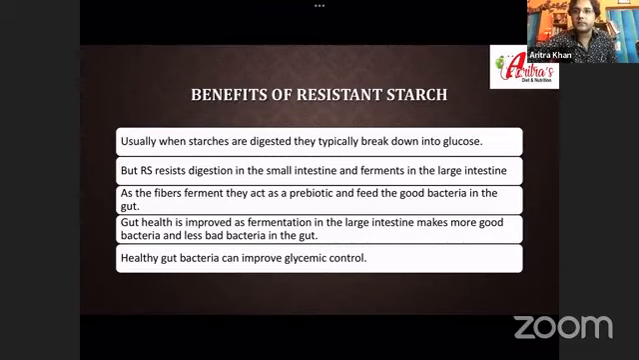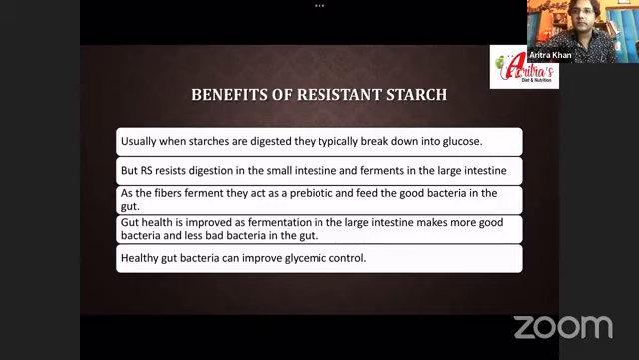If we talk about synbiotics, like probiotics and prebiotics, after fermentation in the large intestine, resistant starch acts as a prebiotic. We all know prebiotics are the food for probiotics. What are probiotics? Probiotics are beneficial bacteria, like bifidobacterium and lactobacillus. So these are very good bacteria, and resistant starch acts as a prebiotic for them.